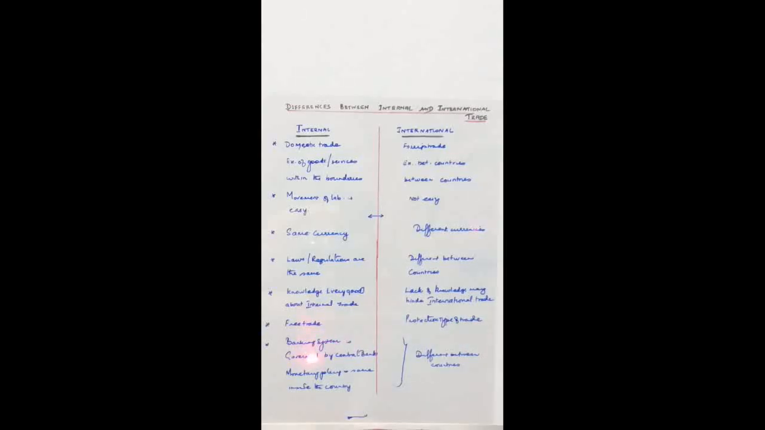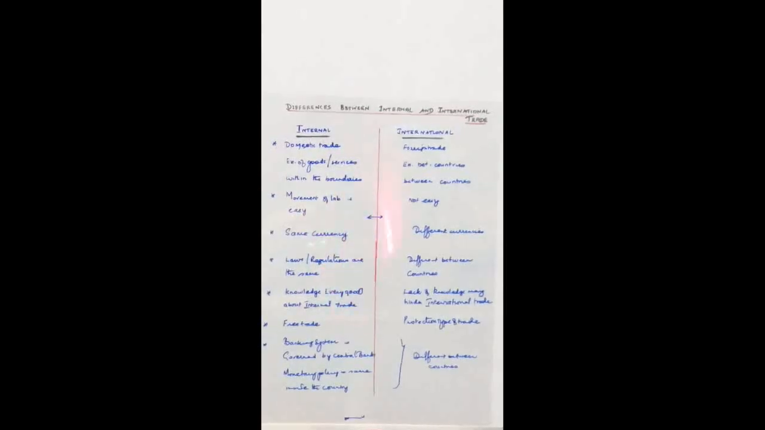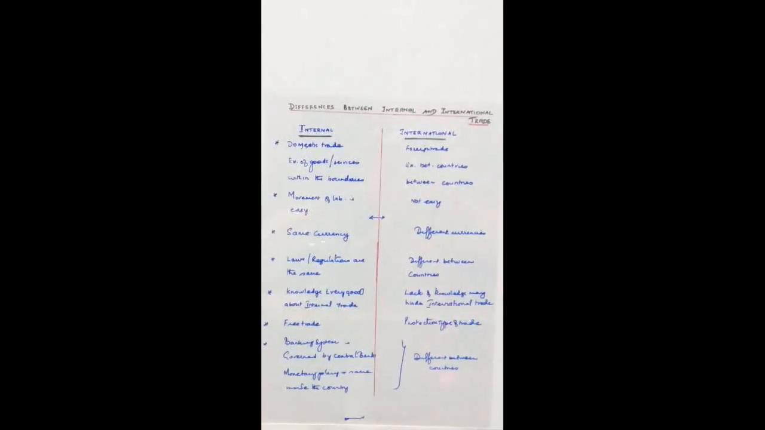In internal trade, the banking system is the same. It is completely governed by the central bank of the country, and therefore you do not have much difference in monetary policies. It is all the same within the country. Whereas in international trade, every country follows a different banking system and different monetary policy. Therefore, these are the differences between internal trade and international trade.